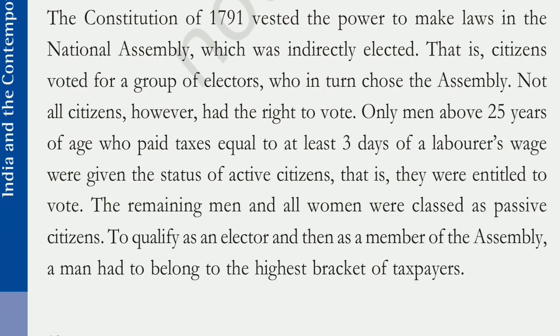Here it is explained what active citizens are. Active citizens were those laborers who were paying taxes of the wage of 3 days, and they were entitled to vote. The remaining men and all women were classified as passive citizens. In order to qualify as an elector and then as a member of the assembly, they must be the biggest taxpayers of the country.